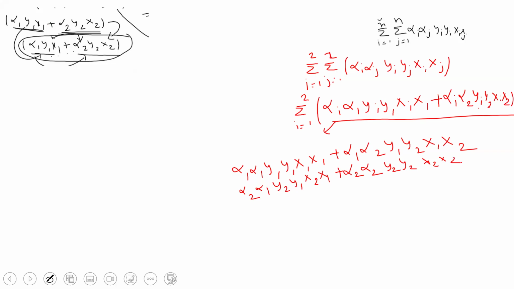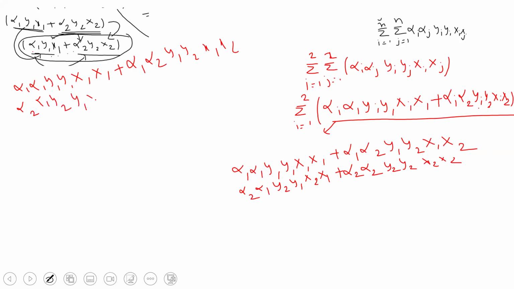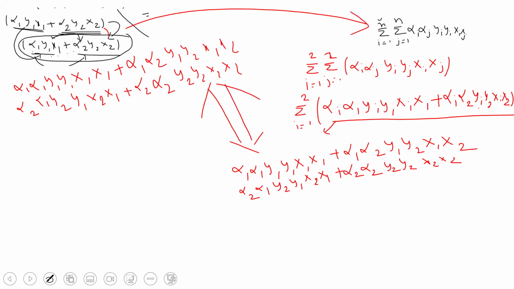Now if you do the multiplication here, alpha 1, y1, y1, x1, x1, multiply these two things. This becomes alpha 1, alpha 2, y1, y2, x1, x2. Multiply these two, so this becomes alpha 2, alpha 1, y2, y1, x2, x1, plus multiply these two now, alpha 2, alpha 2, y2, y2, x2, x2. So now if you look at this, these both are equal. That means these two are equal. Converting the square to double summation. Understood?